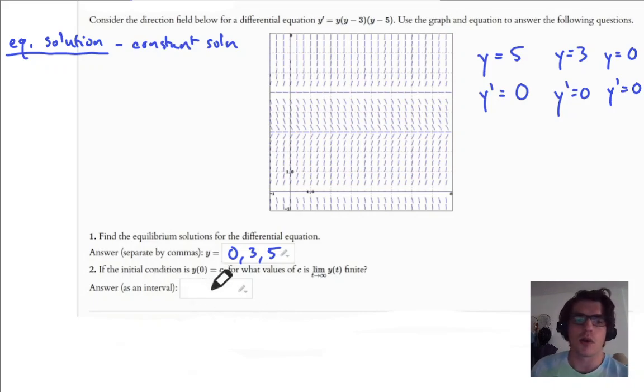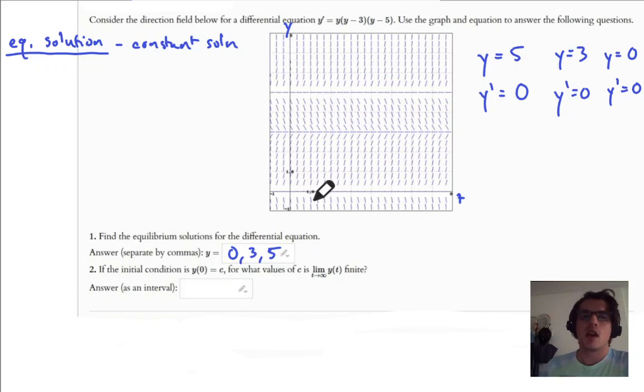If the initial condition y of 0 is equal to c, for what values of c is the limit as t goes to infinity finite? Okay, so t is basically our x here, our x-axis, and our y-axis is y. So what this is saying is if our initial condition y of 0 equals c, so our y-intercepts are equal to c, for what value of c is this limit finite?